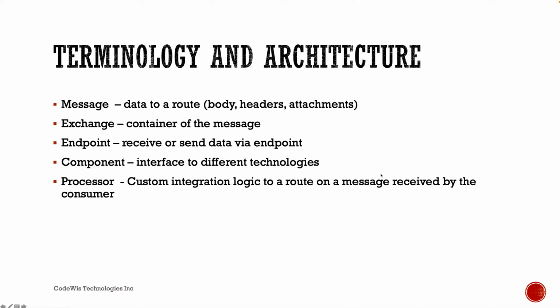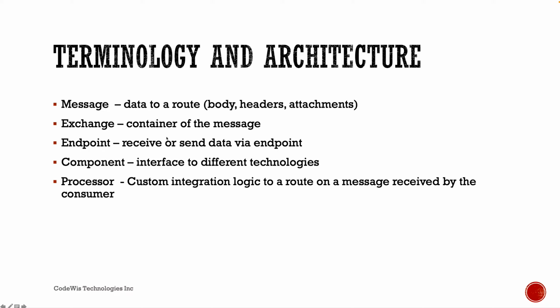The next thing we are going to discuss is terminology and architecture. This is the important part. Basically, in Camel, what are the terms we are using, and how the architecture works. It's a routing way of defining things. We are sending something, so we have message data to route. So we are defining a route. Initially we define a route and we need to get some data. That's a message. It includes body, headers, attachments, whatever.